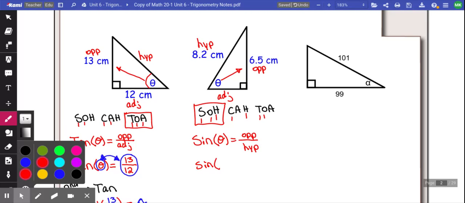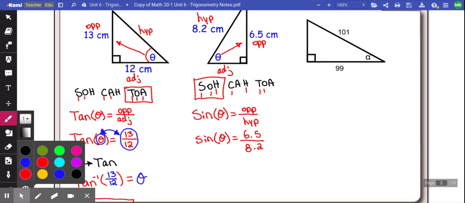That means sine of theta equals 6.5 divided by 8.2. I go second sine in my calculator so that -1 comes up. And that allows me to now put the fraction inside the bracket. So 6.5 divided by 8.2. And that will tell me what my theta equals. So I go second sine 6.5 divided by 8.2. And I get 52 degrees as my answer.